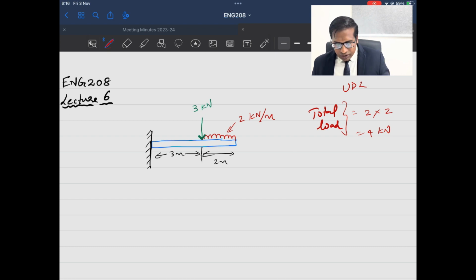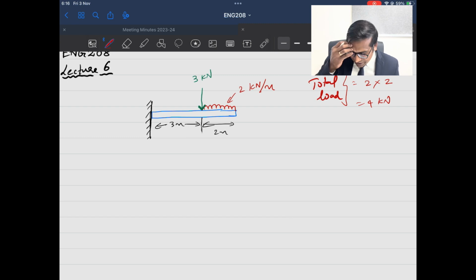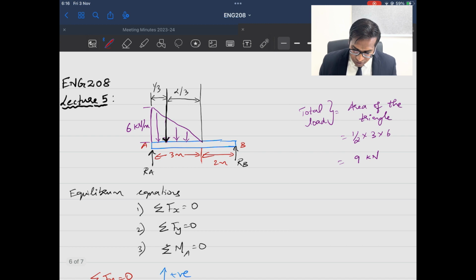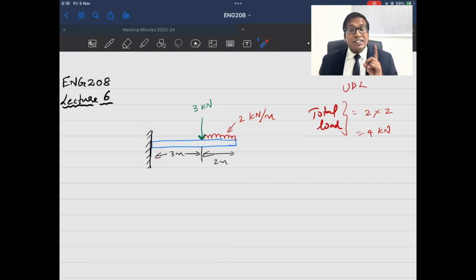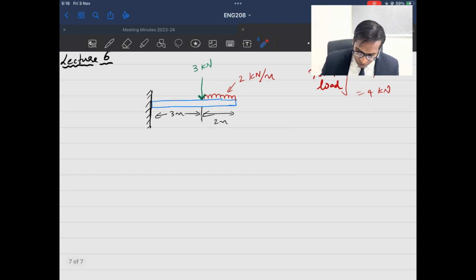Now for a cantilever beam of such setup, first we have to draw the free body diagram. For a simply supported beam, there will be only vertical reactions. But when it comes to fixed support, we will have both vertical reactions as well as moments. That is very important. So let me draw the free body diagram for this.